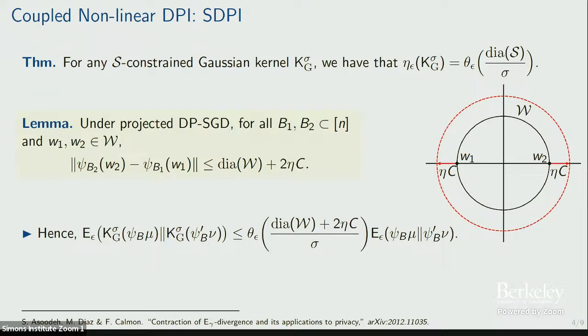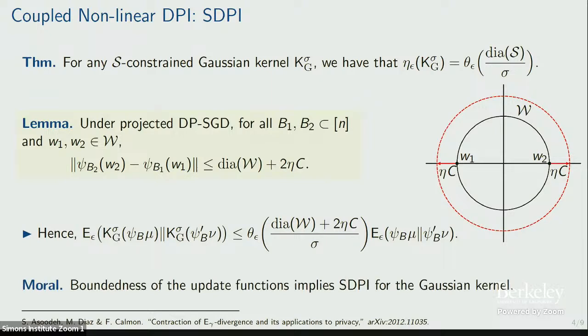So somehow, the moral of the story, and again, this is not a new story. We did this with Flavio a couple of years ago, and it's also been something that people have been using in the Rényi differential privacy setting: if you have boundedness of a certain kind, and then you apply a Gaussian kernel, you tend to make distributions closer. And in information theory, we call that the strong data processing inequality. So that's very familiar to us.